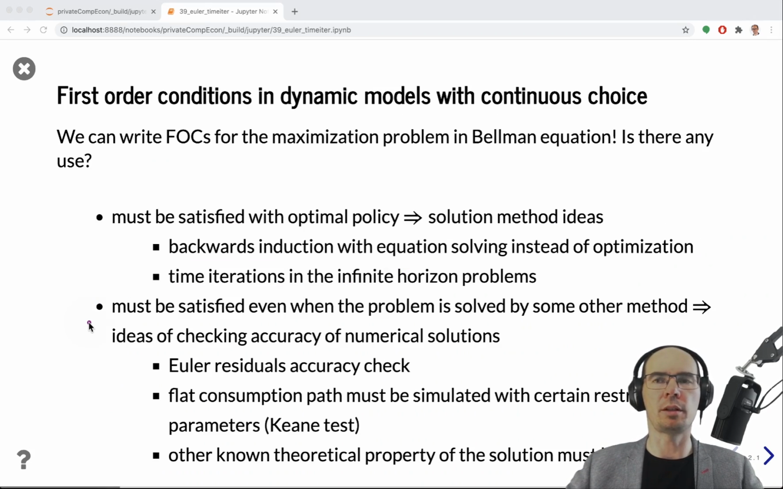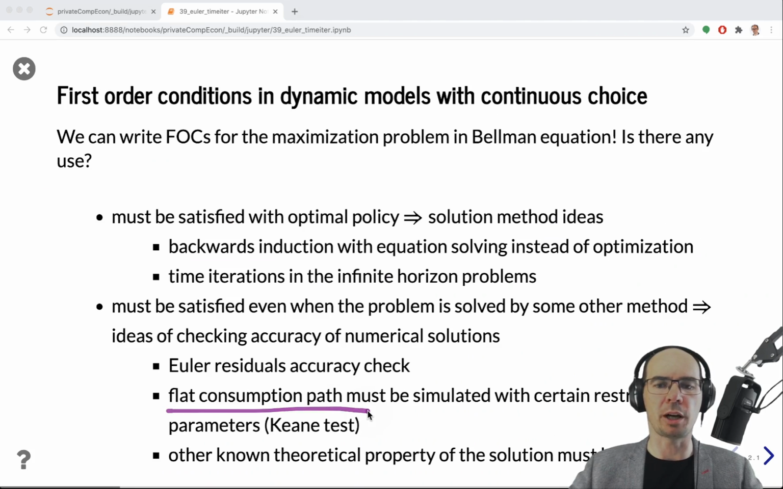But moreover, imagine that we solved the model with some other solver, with some other numerical procedure. The first-order conditions must be satisfied irrespective of the way that the problem is solved. So we can formulate the quality checks for the other solutions based on the first-order conditions. So if the model is solved by some other method, then we can still use first-order conditions to try to say whether it was solved accurately. And things like Euler residuals, that we will look at in this video and implement in the next video, are a good and widely used approach to accuracy check of the solutions.